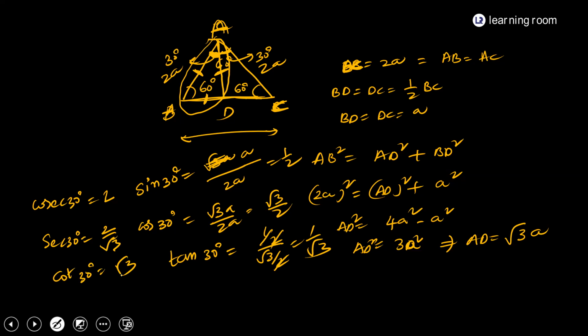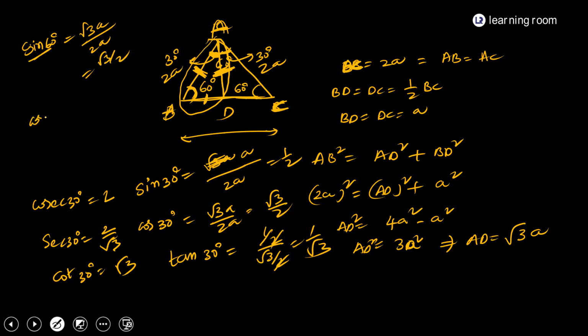Now we found out for 30. Let's find out for 60. Let's find for sin 60. So here is 60, right? 60 is here. So we need to take opposite by hypotenuse. Opposite is how much? This side length AD. We found out AD equal to root 3A, by hypotenuse 2A. So root 3 by 2.